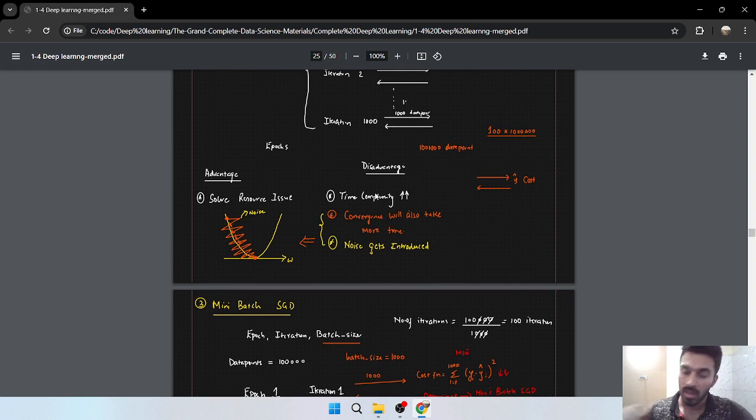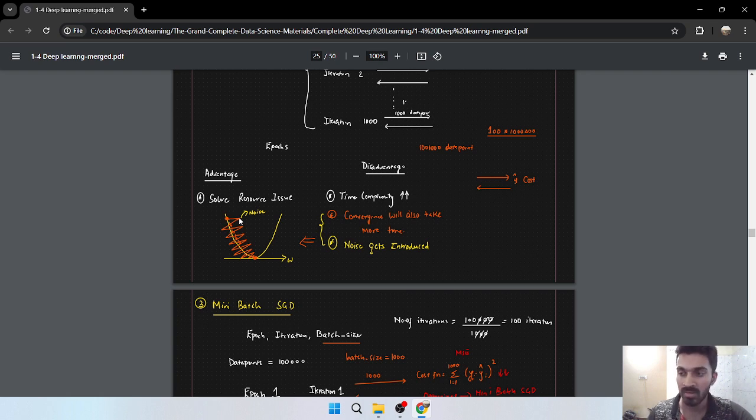In one epoch you are passing one record at a time, so convergence will also take more time, and noise gets introduced. For every point you calculate an error, and according to this error you update the weights in one epoch through backpropagation. Due to this, the noise will be very high.